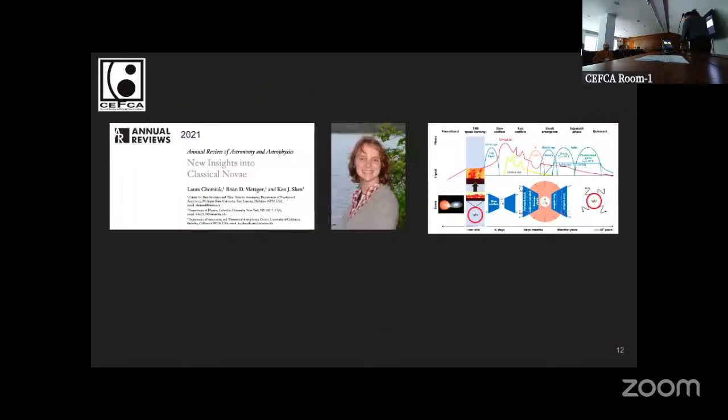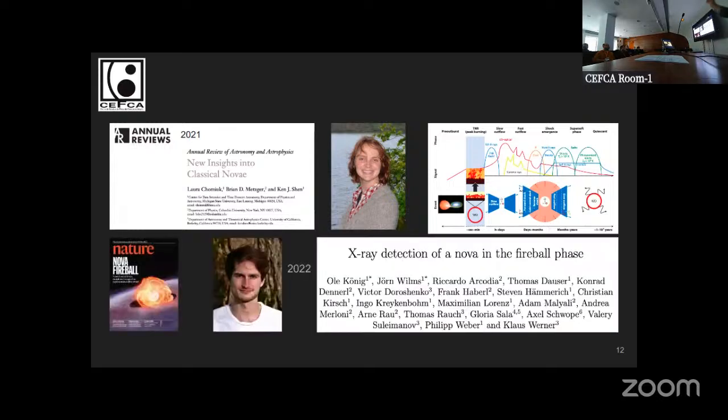There's a beautiful review from Laura Chomiuk from a few years ago, and Laura goes into this paper through a whole discussion on the physics of this, and you cannot see it, but at some point there's a question mark here where she says at the very beginning, within a few minutes or hours, there may be an X-ray burst. So this paper is from 2021. In 2022, the Nature cover was about this X-ray burst detected by Morii, König, and collaborators, explained as the onset of the thermonuclear runaway on the white dwarf.